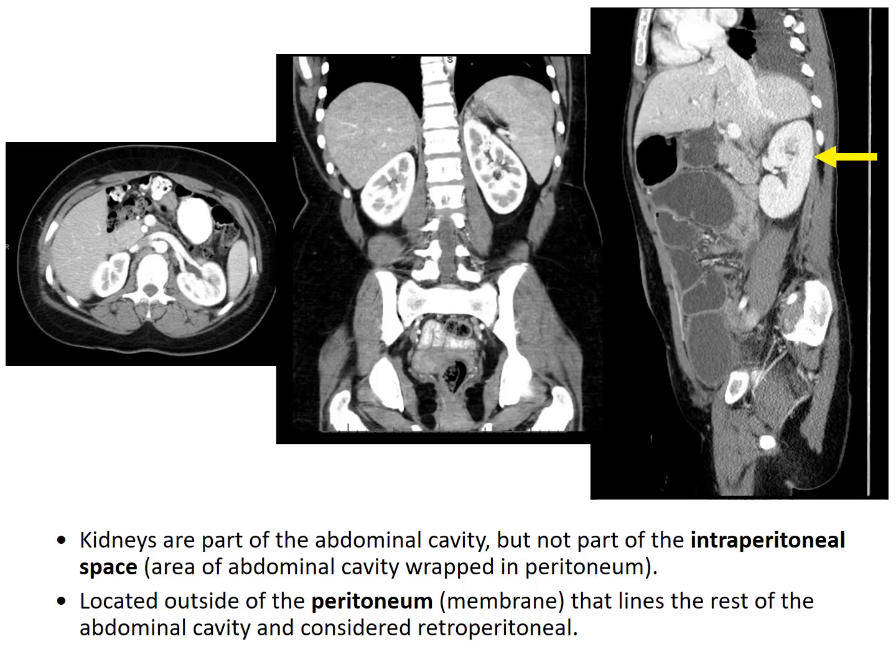Kidneys are part of the abdominal cavity, but they are not in the peritoneal cavity itself. They are behind the peritoneum, so they're considered to be retroperitoneal. You can see on the CT scans on the axial, coronal, and sagittal scan that we're looking at, you can see the pair of kidneys. Pay particular attention to that one on the right, the sagittal scan. At the yellow arrow, you can see what I mean by retroperitoneal, or behind the peritoneal cavity.